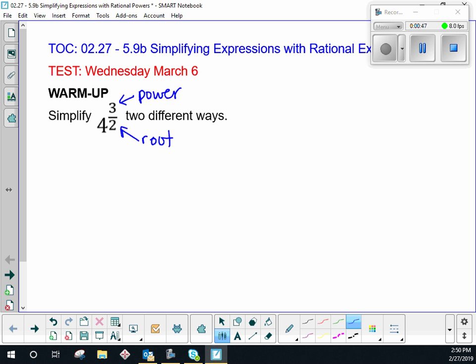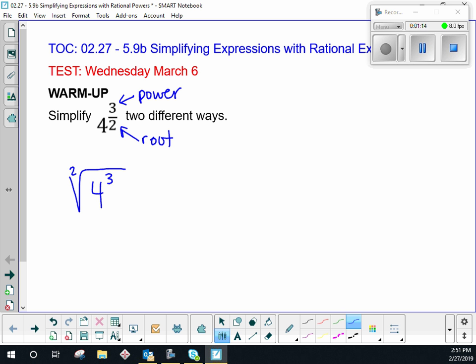And so we can write this two different ways. So we're going to break up the power from the root. We can write the power first, which would look like that, right? 4 to the 3. And then the root as a radical looks like this. Okay. That's one way of writing it. The base is 4, the power is 3, the root is 2. So this was the power first.